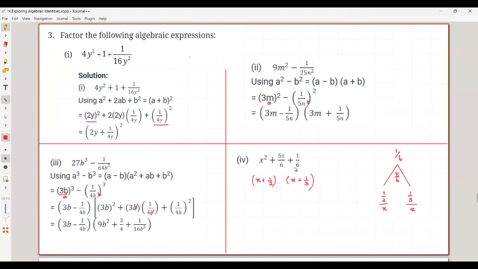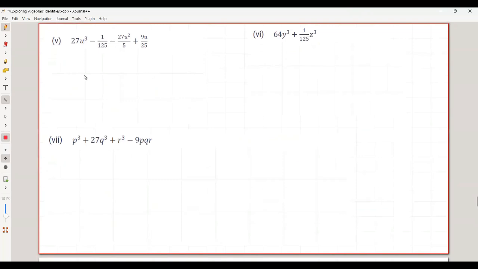If you are multiplying this, you will be getting this. Next, fifth one. So 27u cube minus 1 by 27, 1 by 125 minus 27u square by 5 plus 9u by 25. So this is the form of a cube minus b cube minus 3a square b plus 3ab square. Okay, that format is given. So we can use the formula.